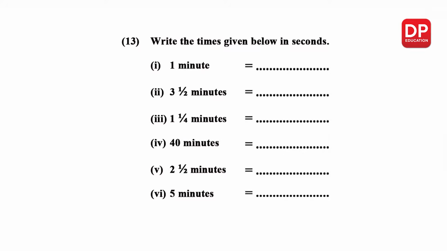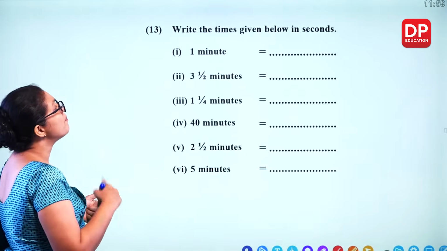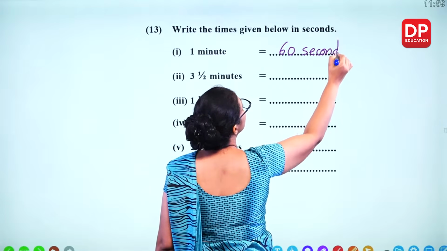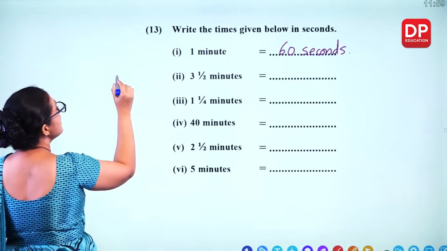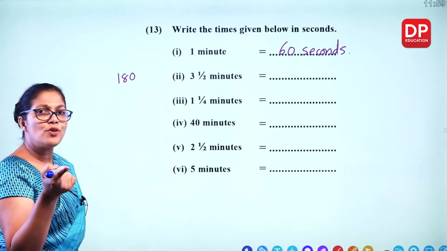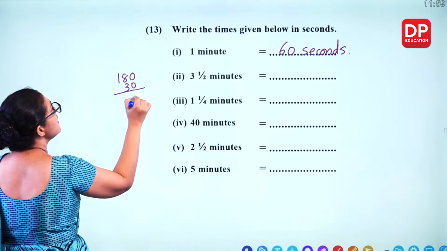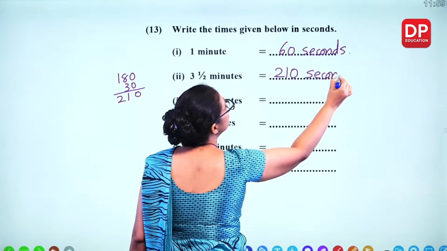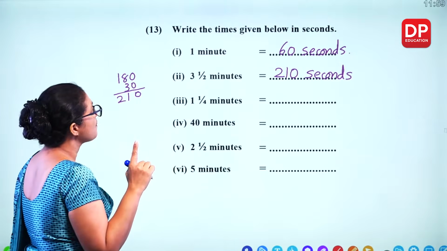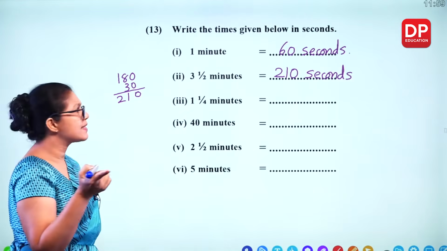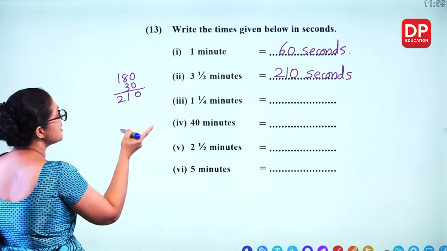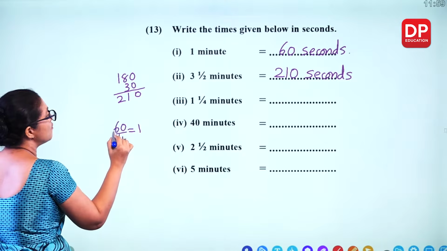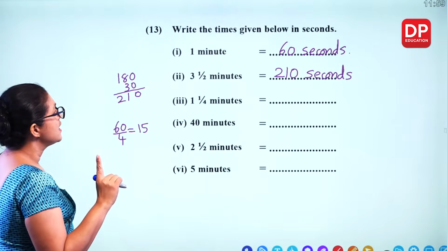Write the times given below in seconds. Other way around. So you have to multiply by 60. 60 times 1, 60 seconds. 60 times 3, 180. 60 divided by 2, 30 seconds. So 180 and 30, when you add, 210 seconds. Then quarter. Quarter minute means 60 divided by 4 seconds. 4, and for 20 that's 15 seconds.